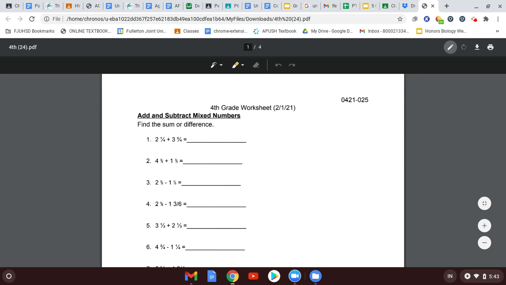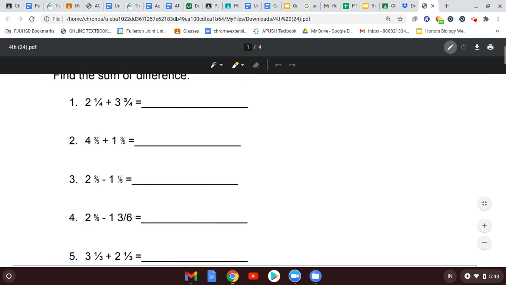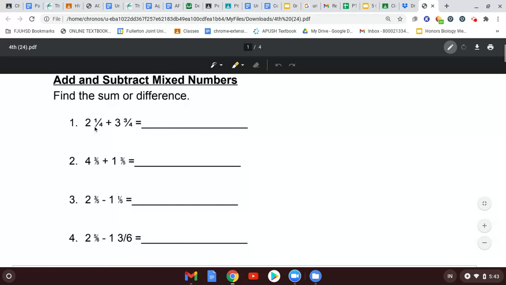Okay. So in order to add or subtract mixed numbers, first we have to make the mixed numbers into improper fractions. That is the reverse of how we make an improper fraction into a mixed number. So instead of dividing, we would be multiplying.